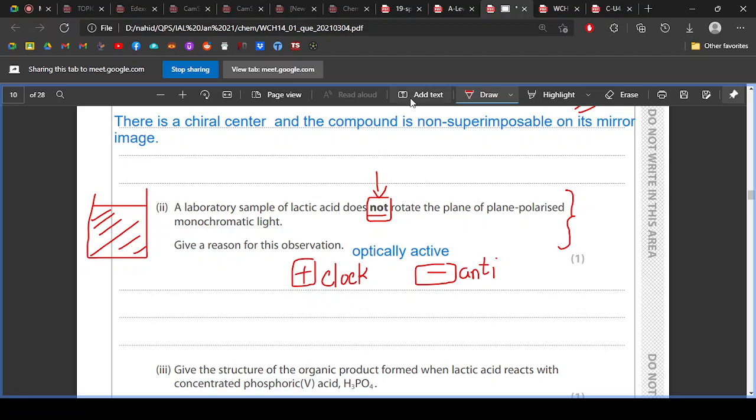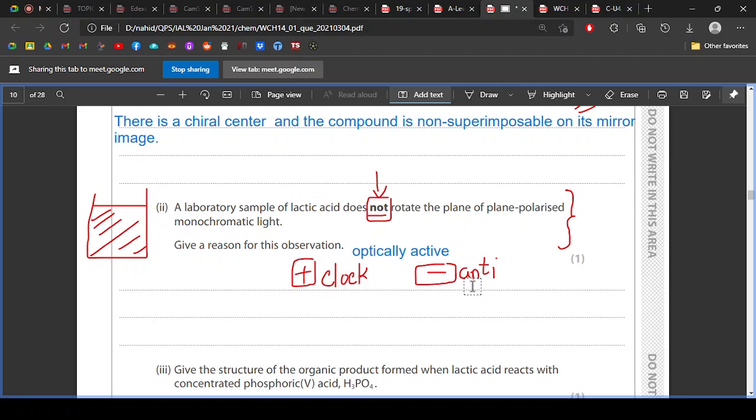When will there be no rotation? Why will there be no rotation? Individually, they can rotate. The positive one will rotate clockwise, and the negative one will rotate anti-clockwise.